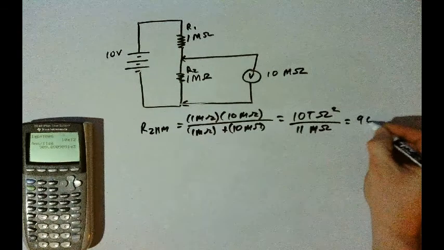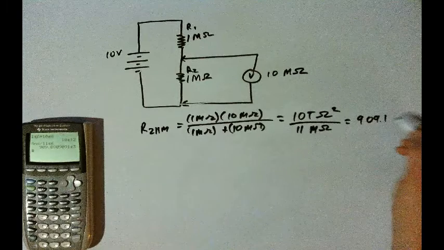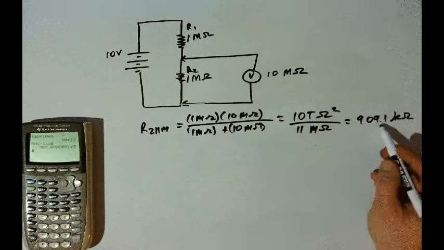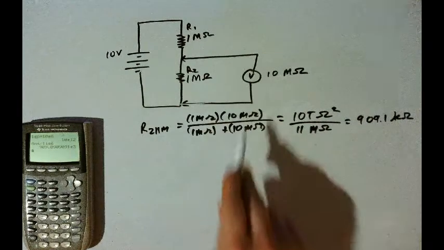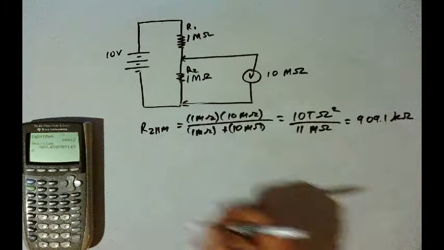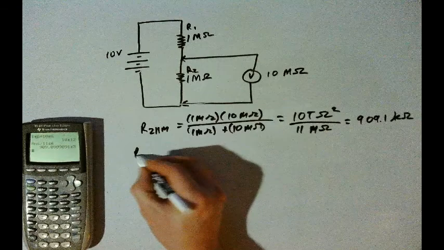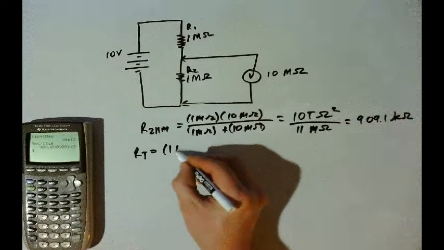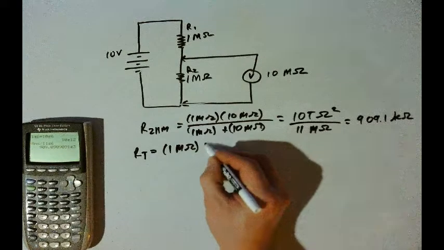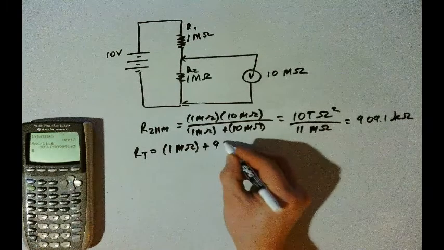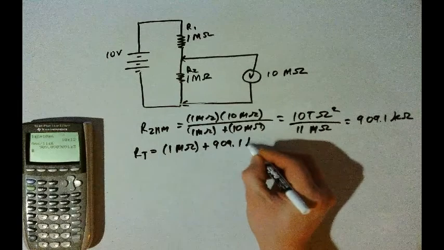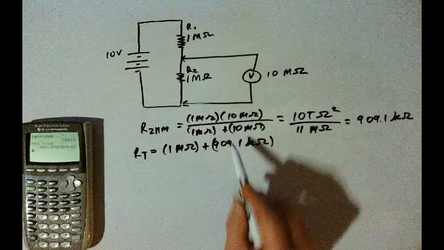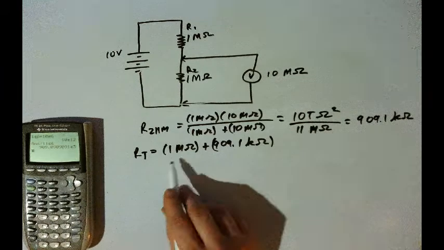Now the total resistance is R1 in series with that combination, so this time it'll be 1 mega ohm plus 909.1 kilo ohm. Now in the last example, we had 10 mega ohms plus 909.1 kilo, and so this time it's 1 mega plus this. And so now when we add, we will get 1.909 mega ohms. So now our total resistance in this example is 1.909 mega ohms.